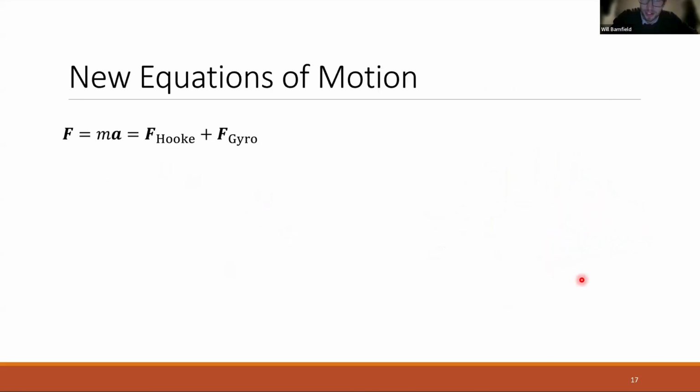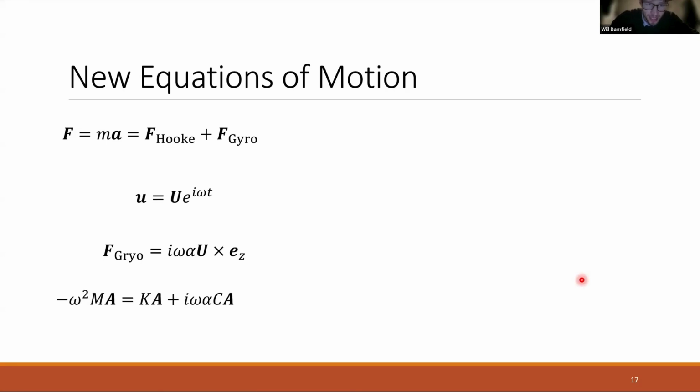If we now bring these equations together, so we have our Hooke's law from before and our gyroscopic force, and make the time harmonic assumption for the gyro equations, we'll have an i omega alpha pop out, and this U now contains x, y, and z components of the displacement. And I can again bring these together into the matrix form I mentioned before: minus omega squared M U equals K U plus i omega alpha C U, where C we can call a coupling matrix, Coriolis matrix, or gyro matrix, however we want to name it.